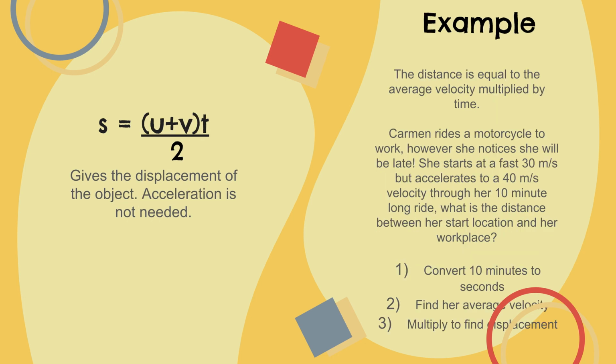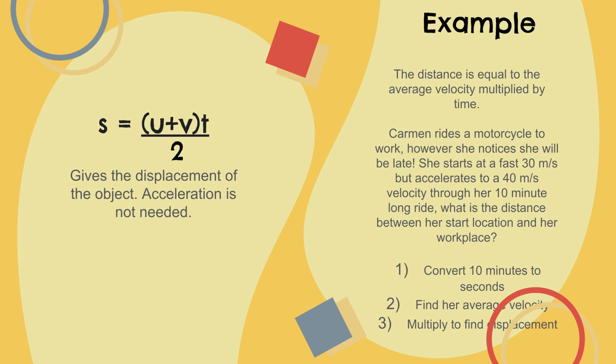The Suvat equation s equals u plus v times t all over 2 is another way to calculate the displacement of the object. This can be used when the acceleration wasn't given in the problem, but the final velocity was. This can be applied in a question like the example to the left. Let's take a look.